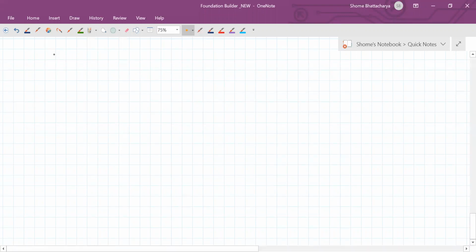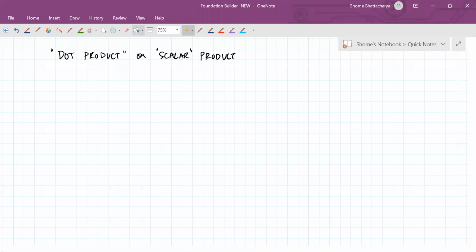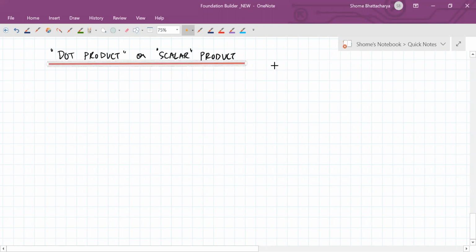So the first of the two operations is called the dot product, or it is also called scalar product. Now just because we are using the term product here, you should not confuse this with multiplication that you know in arithmetic. This is not like multiplication in arithmetic, it's a vector algebra operation. So it has a different definition altogether.